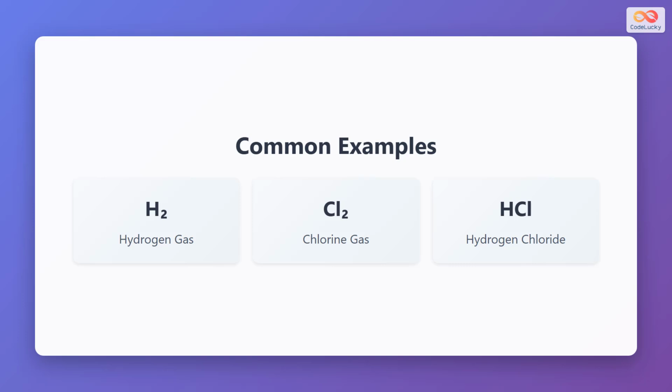Let us look at some common examples of molecules containing single bonds. Hydrogen gas, represented as H2, consists of two hydrogen atoms bonded by a single bond. Chlorine gas, written as Cl2, has two chlorine atoms sharing one electron pair. Hydrogen chloride, or HCl, is a molecule where a hydrogen atom and a chlorine atom are connected by a single bond. These molecules are found in nature and industrial applications.